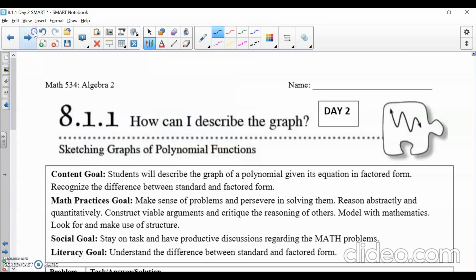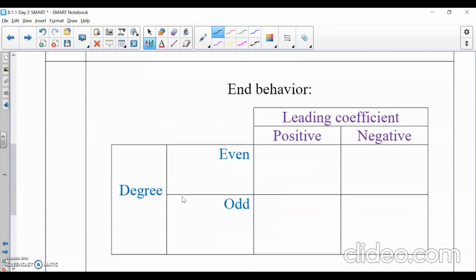So, to find the method to the madness here, this table is going to be a good way to sort all the different pieces you have to pay attention to when you're trying to figure out end behavior. So the two things that you have to focus on are the leading coefficient, which we talked about earlier in 8.1.1, as well as the degree, which we also talked about earlier in 8.1.1. So if the leading coefficient is a positive number, and the degree is even, then we know our end behavior is going to be up, up.